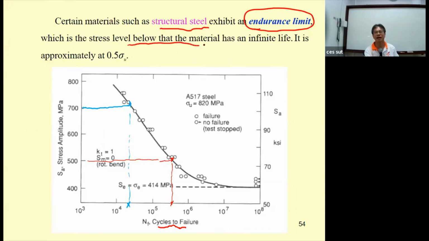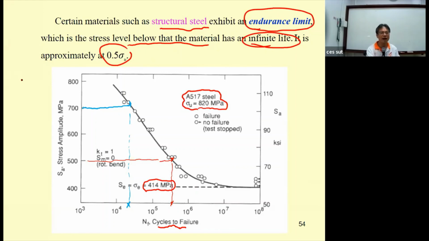But for structural steel, there is an endurance limit, below which the structure can resist the repeated load for infinite life. If the stress is less than 0.5 sigma sub u, for example, this one has an endurance limit of 414, that is about half of its ultimate stress.